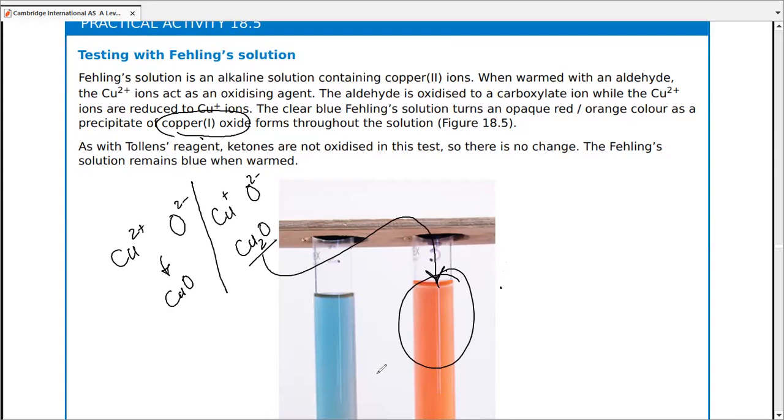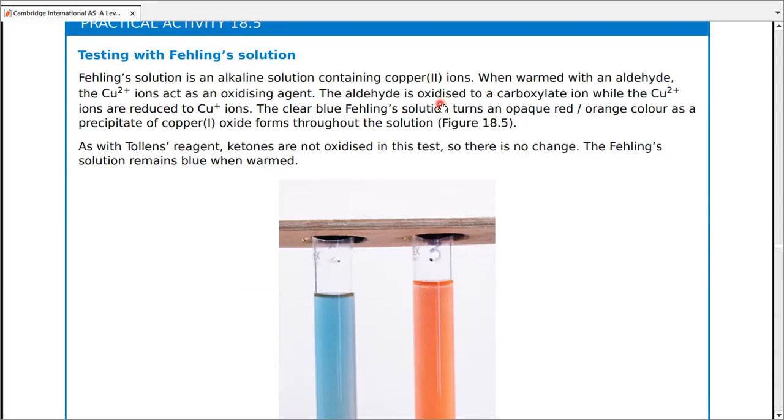And the clear blue Fehling's solution turns into an opaque red or orange color. Both colors can be mentioned. Both colors get you complete marks. Only aldehydes are capable of doing so. Ketones are not going to give this test to you. The ketones will stay blue, which gives us the idea that if the color does not change, it's not an aldehyde, it's a ketone.